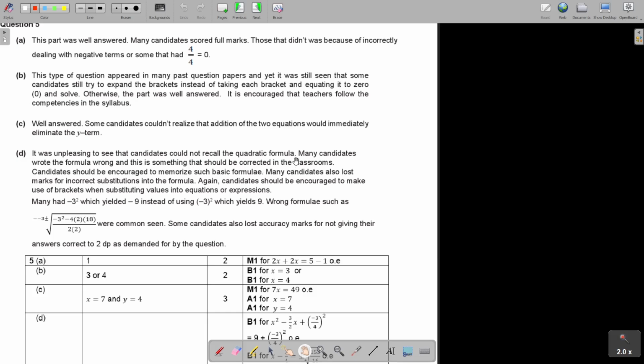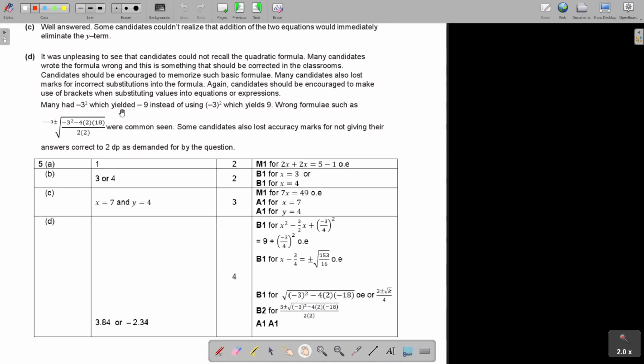Ask that with the spelling test, ask the formulas. Make sure that your students don't lose unnecessary marks, and this is for the teachers. Candidates should be encouraged to memorize such basic formulas. Many candidates also lost marks for incorrect substitution into the formula. Again, candidates should be encouraged to make use of brackets when substituting values into equations or expressions.